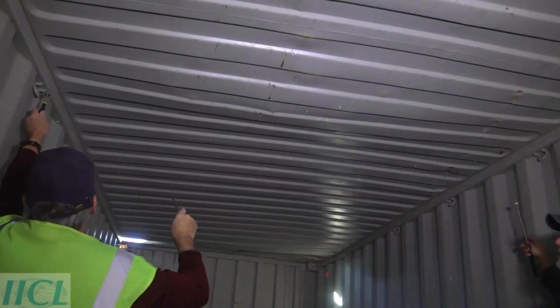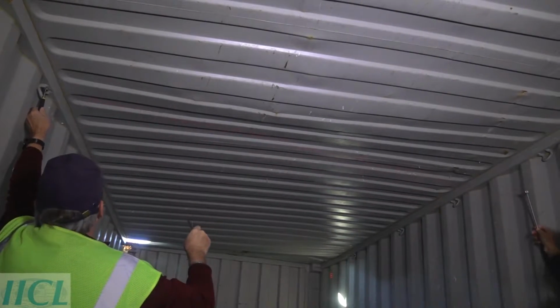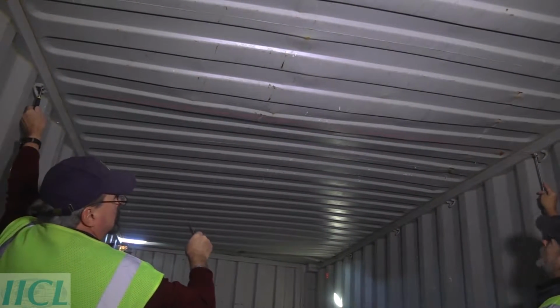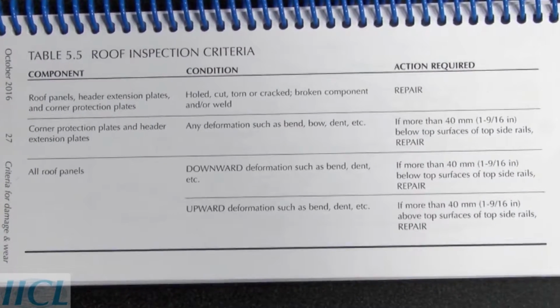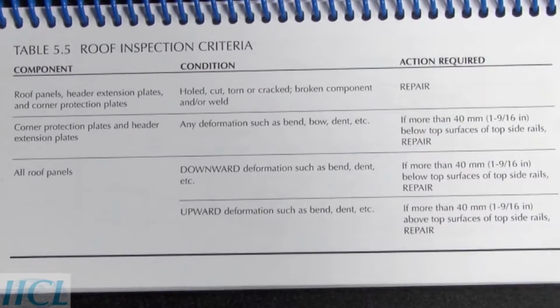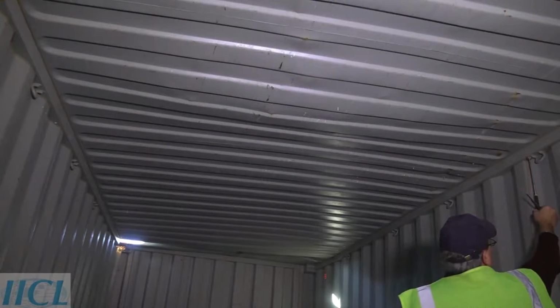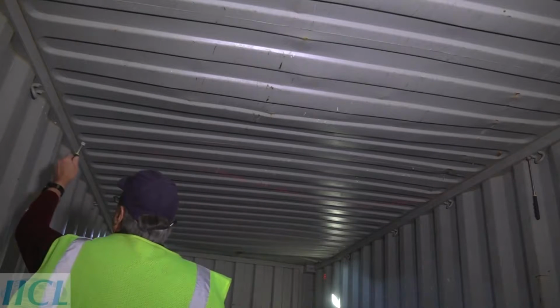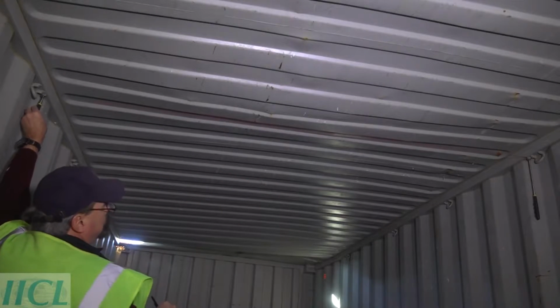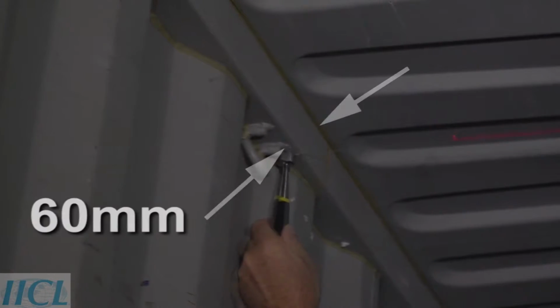In this container, we show how downward roof damage is measured to apply the 40 mm downward roof damage criterion listed in Table 5.5 to a container with tube-type top side rails. The most common dry van top side rail is a 60 mm square tube, so a string line placed at the bottom of the top side rails across the width of the container will be located 60 mm below the top surfaces of the top side rails.